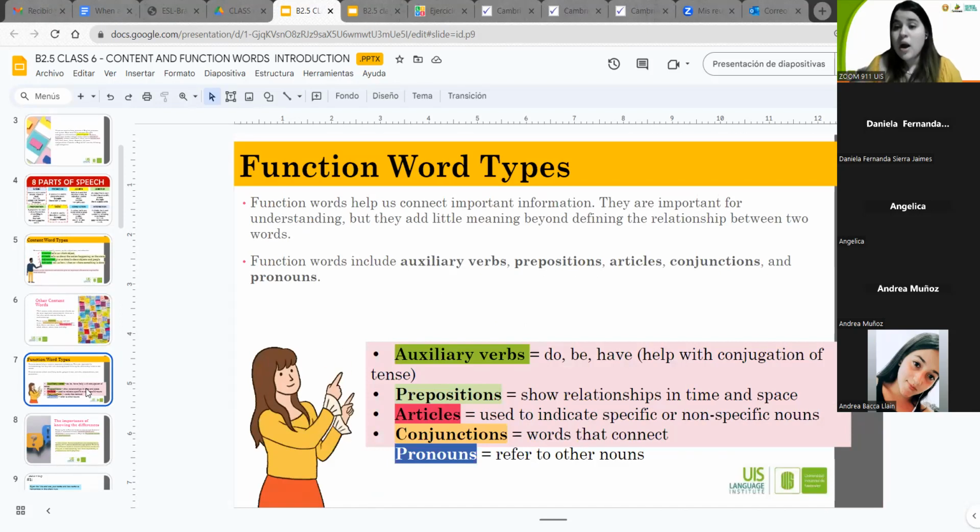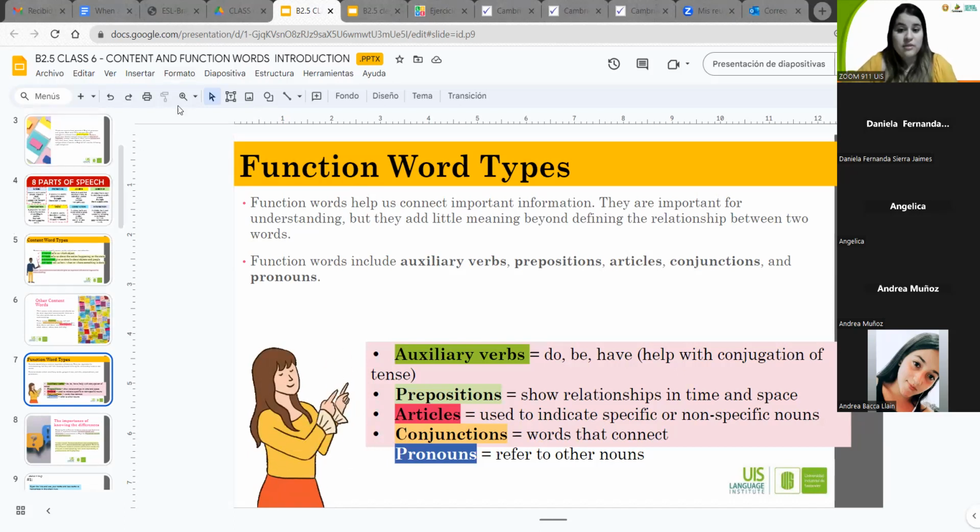Now, let's talk about function words. Function words help us connect important information. They're important for understanding, but they add little meaning beyond defining the relationship between two words. These include auxiliary verbs, prepositions, articles, conjunctions, and pronouns. Auxiliary verbs are like do, be, have.